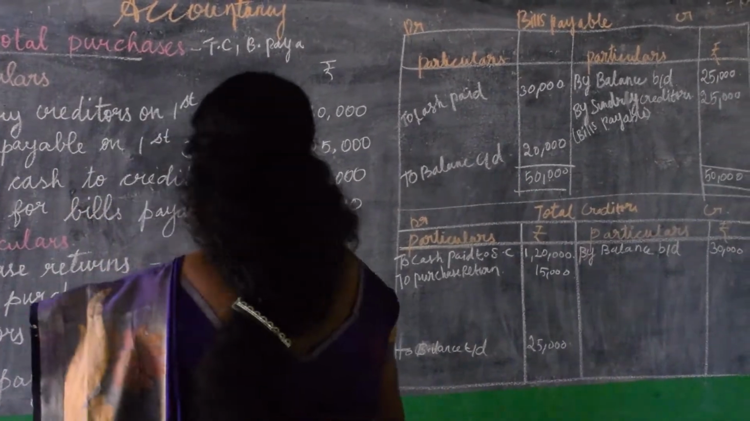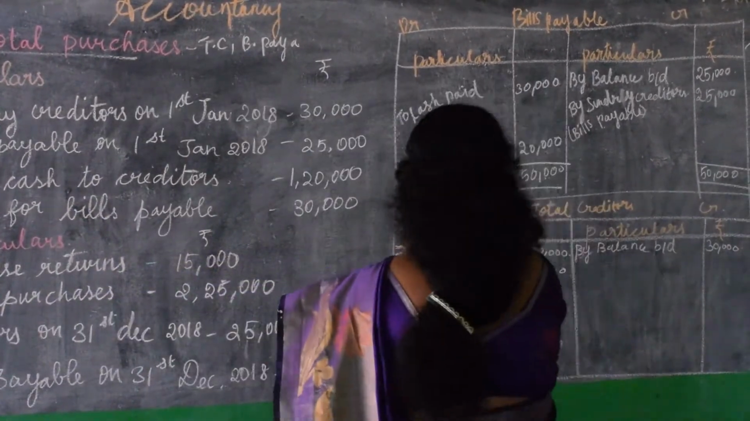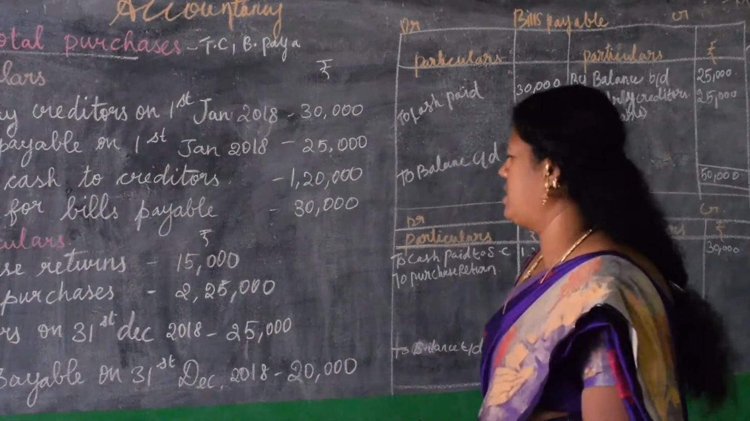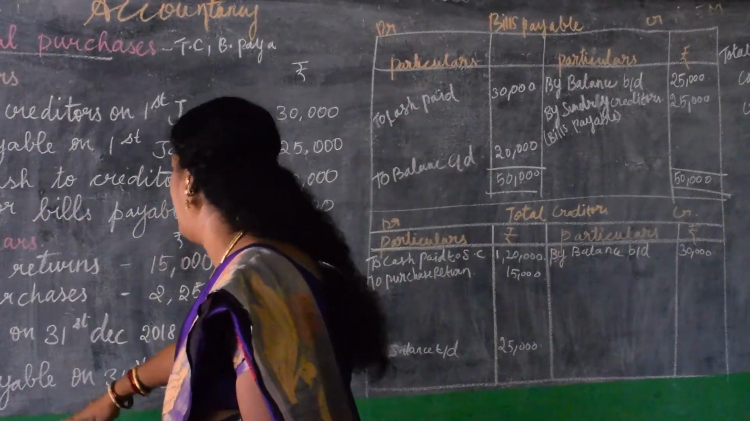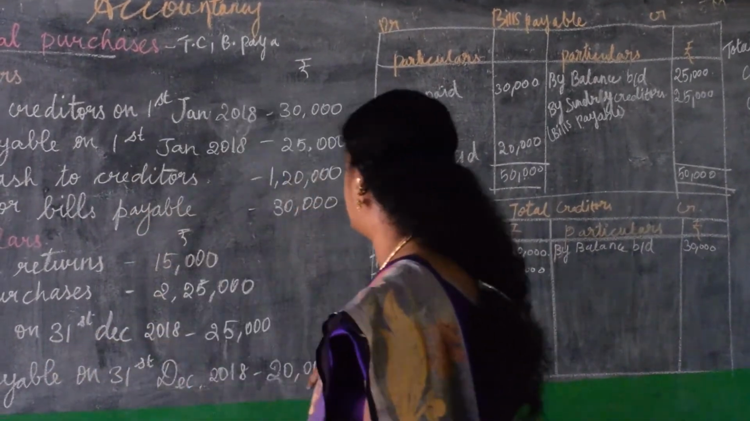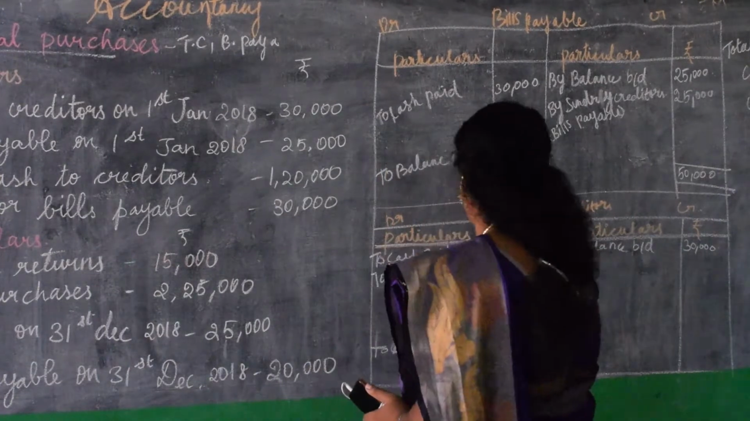Creditors, I have written everything. Cash paid to the sundry creditors goes to purchase return. We should not write the cash purchases. I have written the creditors on the 31st of December, 25,000, also over here.